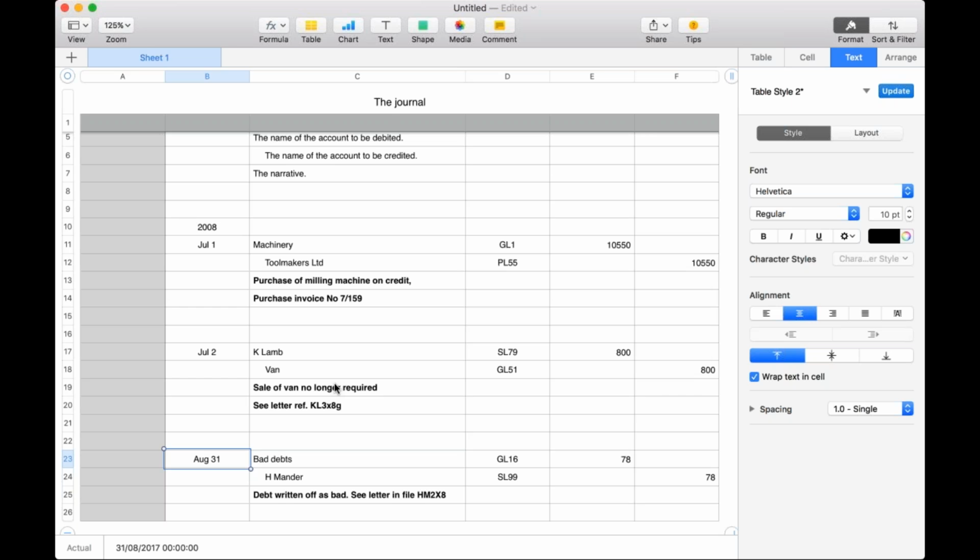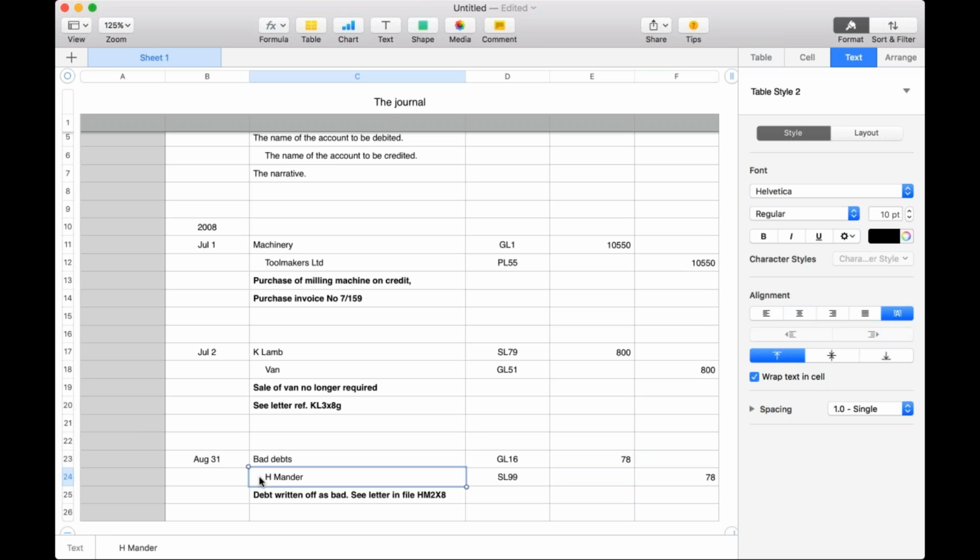Now, if you remember, as in a transaction above, we increase a debtor with a debit. So therefore, decreasing a debtor should be a credit. So we know that the credit entry should be to the debtor. So by definition, the bad debts account should be a debit. So we need to debit the bad debts account, again with a reference of GL16 and £78. And H. Mander, that's in the sales ledger, previously a debit balance on the debtor account.